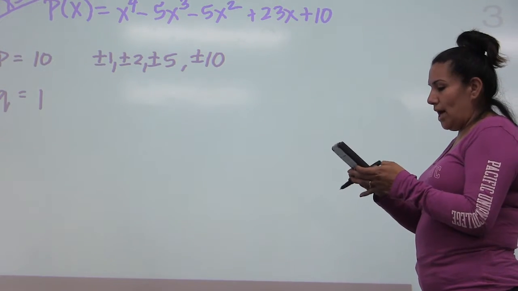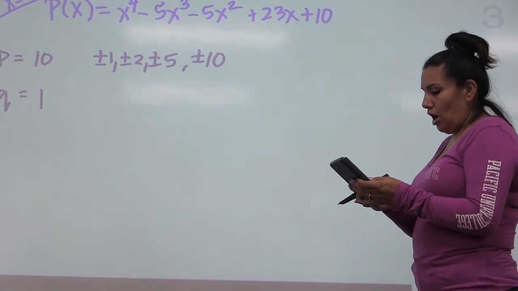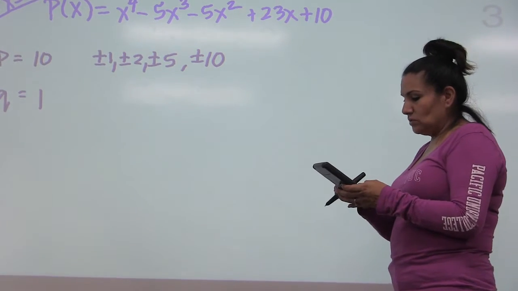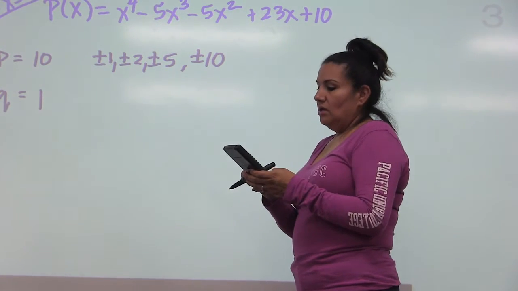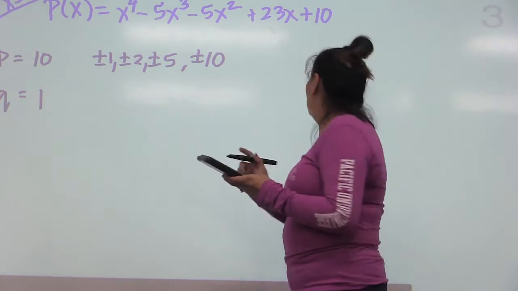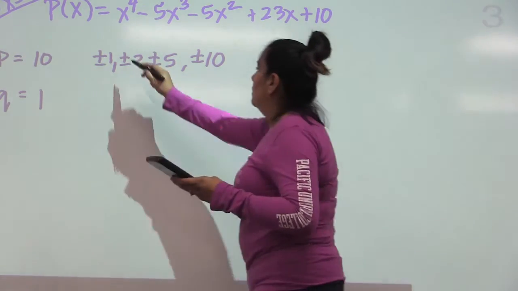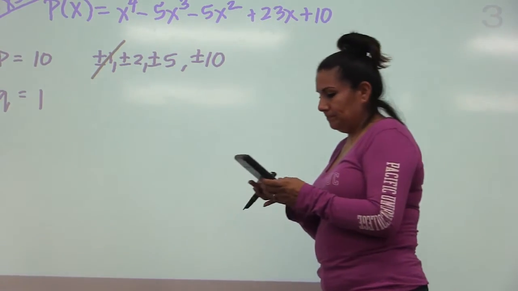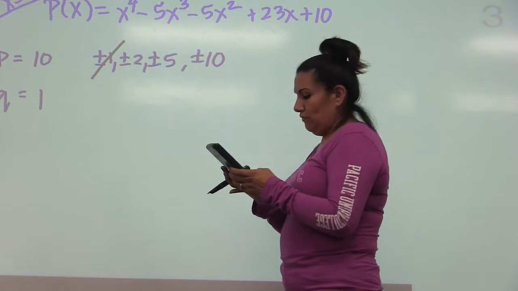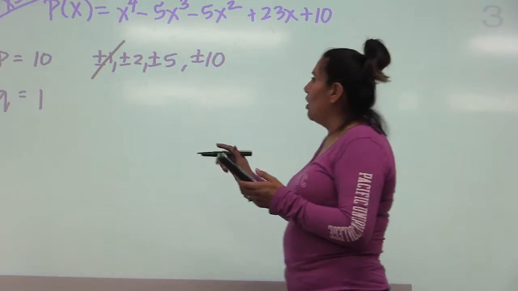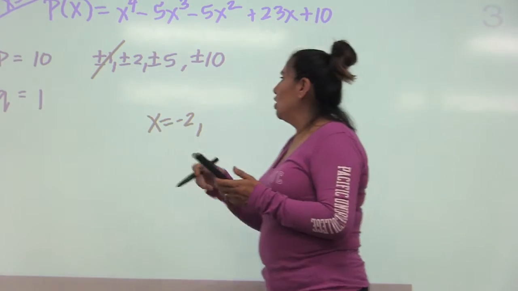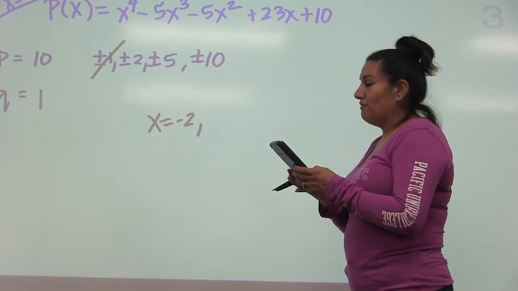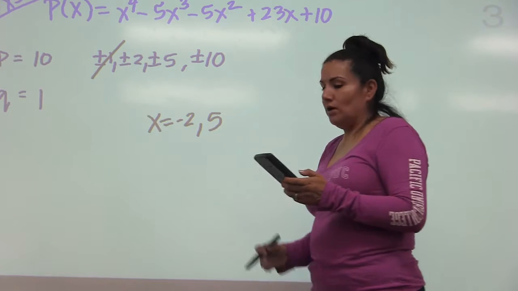We're going to try 1, second trace, option 1, x equals 1, I get 24. No bueno. Negative 1, I get negative 12. So it's not plus or minus 1. 2 is 12. Negative 2 is 0. So done with those. 5. 5 is 0. Look at that. See how lucky we were?